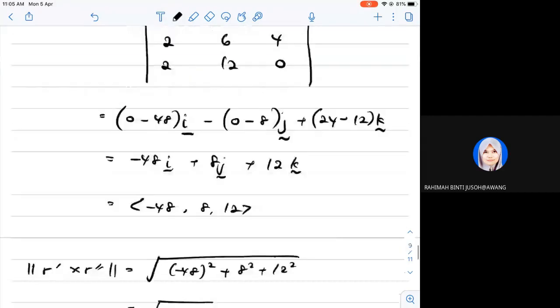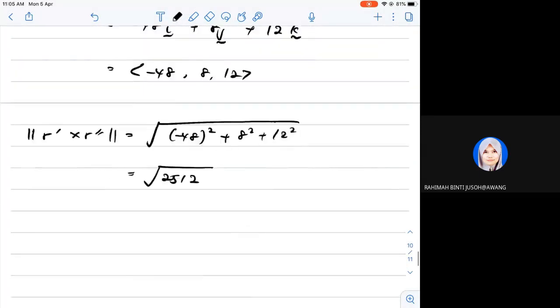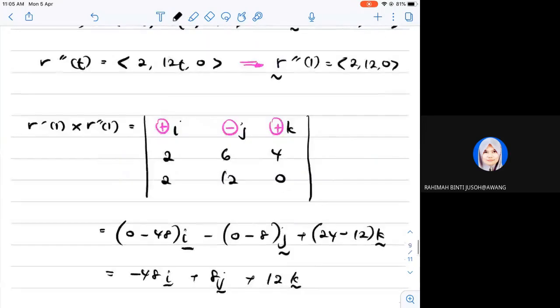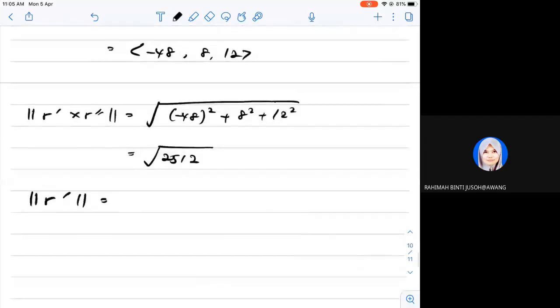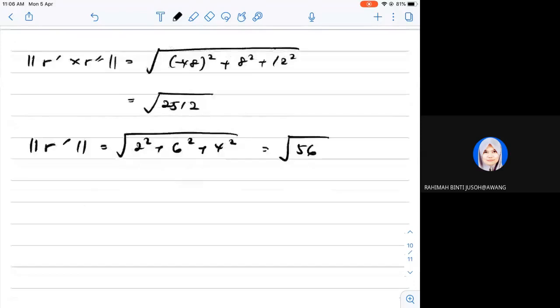So next kita kena cari apa? Cari magnitude of R prime T. Kan? So magnitude of R prime saja. Mana R prime tadi? 264. So punca kuasa 2 kuasa 2 tambah 6 kuasa 2 tambah 4 kuasa 2. So yang ni you all akan dapat punca kuasa 4, 36, 16, 56, isn't it? Kalau saya salah bagi tahu, saya takut saya congak-congak salah.